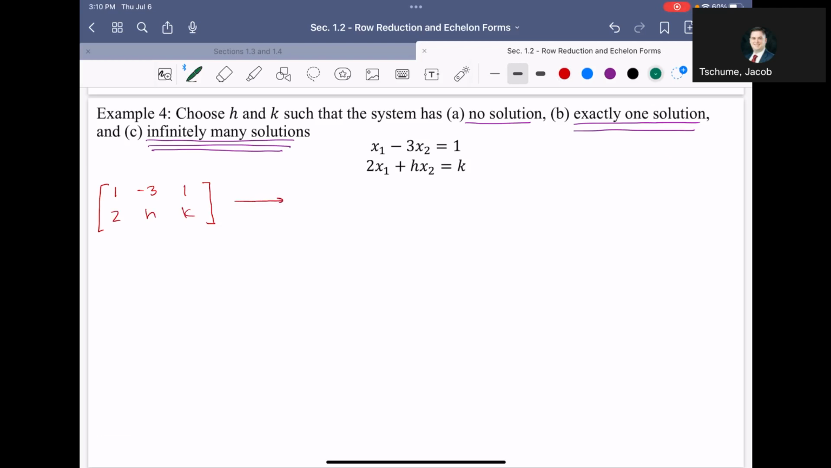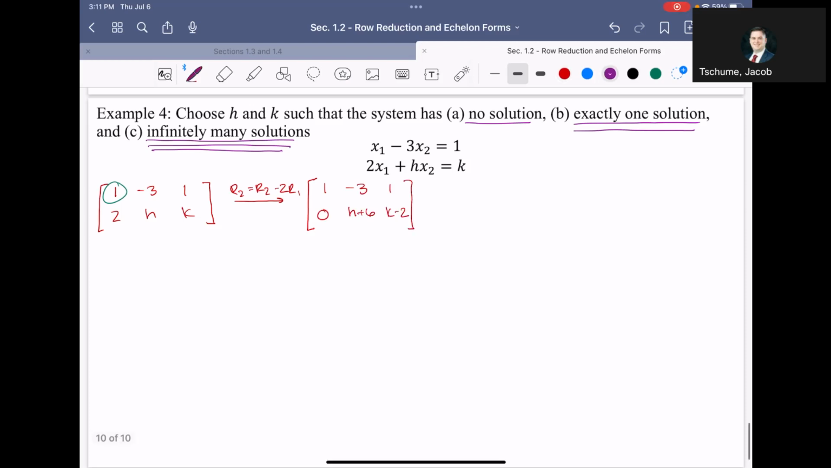So to put this in the most reduced form I can, the first thing I want to do is, I already have the 1 in the right position. I want to get rid of the 2 that's right below it. So I'm going to take row 2 and subtract 2 row 1s. So that will be 1, -3, 1. And then for row 2, that's going to be 0. That actually becomes H plus 6, and then K minus 2. And since we don't know what H and K are, we have to force them to be something. That's as far as you're going to make it.